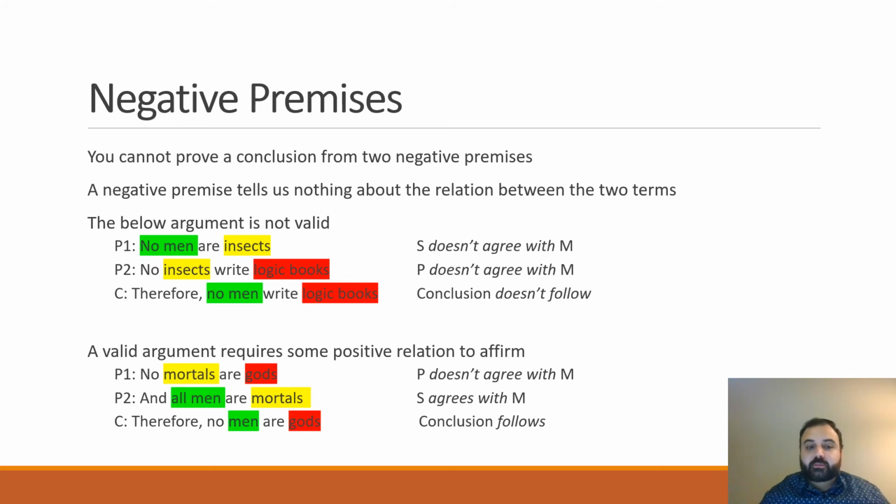So again, simply remember, you can't have two negative premises, you have to have at least one positive premise. As a general rule of thumb, it's always easier to write in terms of positives and usually makes for a stronger syllogism, but you can use a negative premise, just make sure there's a positive premise to go with it.